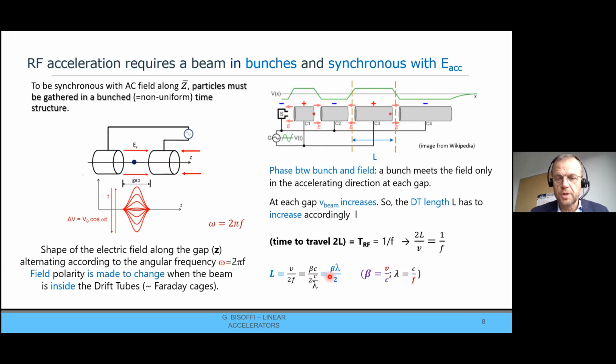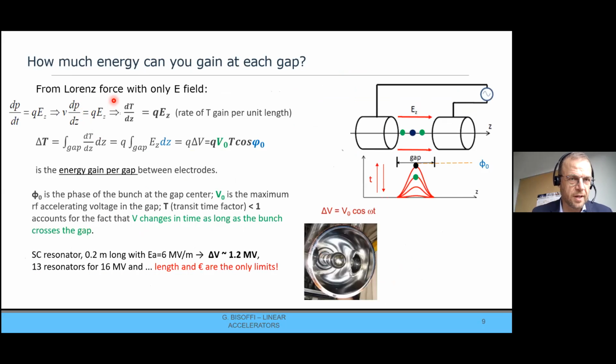It is always proportional, let's say, to the product of the beta, which is the velocity of the particle divided by the velocity of light, times the wavelength of the RF, which is the velocity of light divided by the frequency of the radio frequency. Each gap crossing.